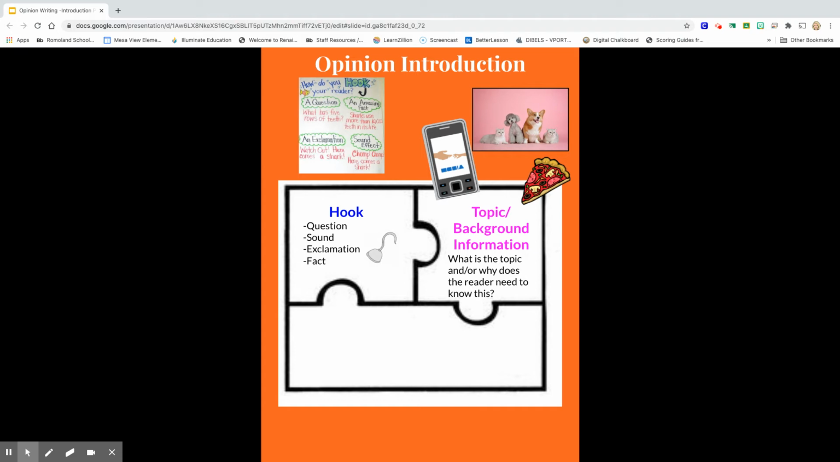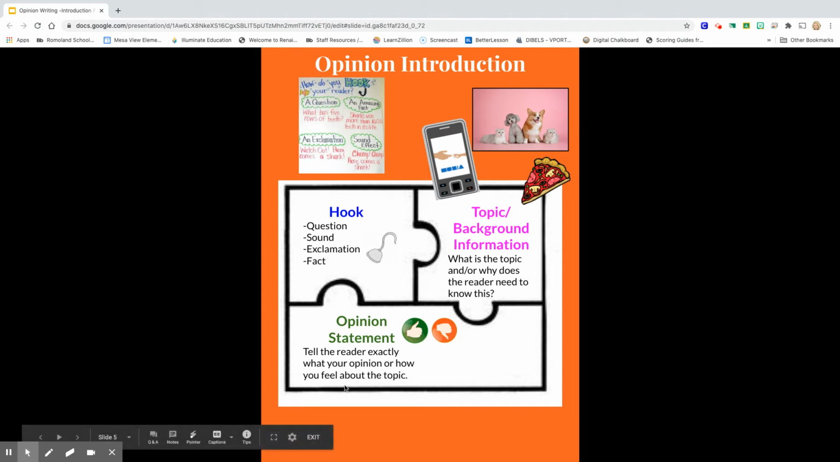And then the last sentence that you're going to want to have in your introduction paragraph, of course, is your opinion statement. Now, remember, this tells the reader exactly how you feel about the topic. Now, you don't have to tell me the reasons why you feel this way. I just want to know how you feel. Do you think we should or we shouldn't? Do you think it's the best or the worst?